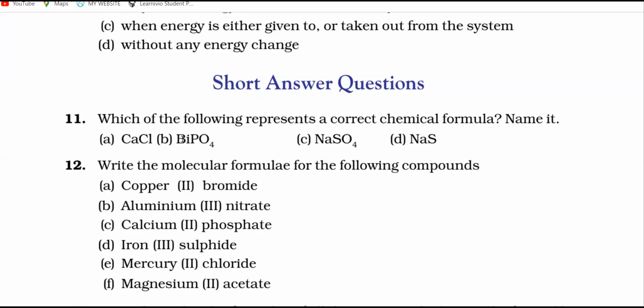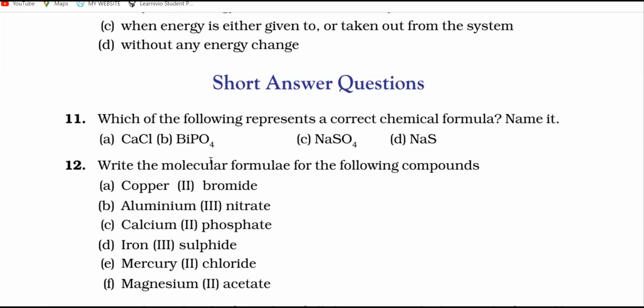Sir, is the last one Na2S? Yes, Na2S. So write the correct formula also here: Na2S, Na2SO4, CaCl2. And this is the correct one. BiPO4, bismuth phosphate, is correct because both bismuth and phosphate have three valency. Okay, done.